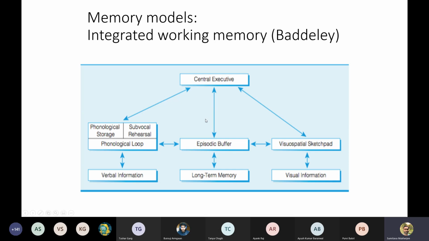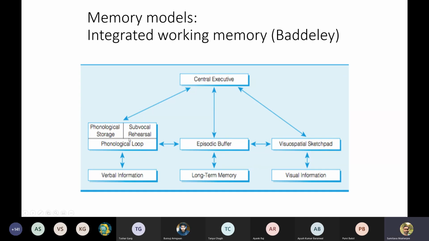Then the second part of this model has to do with where information is coming from. So we have verbal information, we have visual information, and he had hypothesized two different areas in which this is going to be processed. So he said the visual information is going to be processed in what he called the visuospatial sketchpad, and the verbal information is going to be processed in what he called the phonological loop.